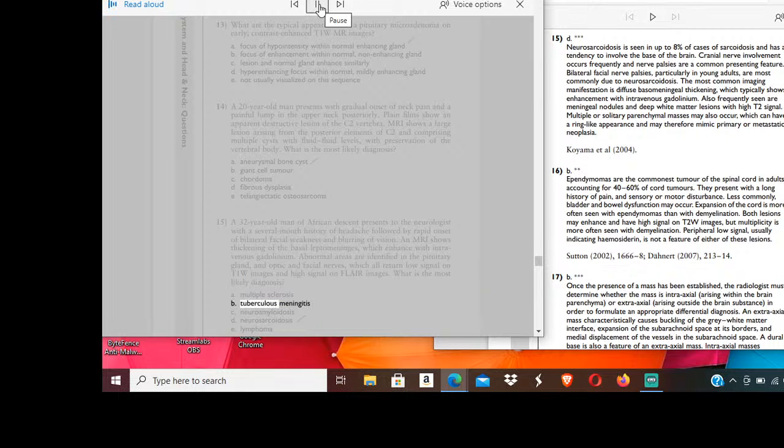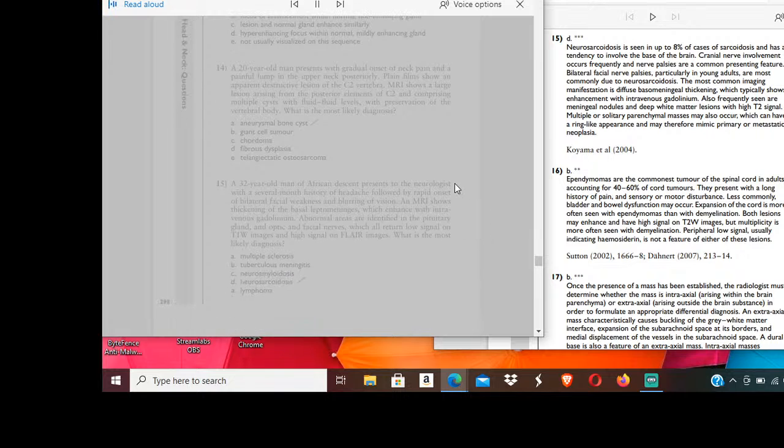A. Multiple sclerosis. B. Tuberculous meningitis. C. Neuroamyloidosis. D. Neurosarcoidosis. E. Lymphoma.